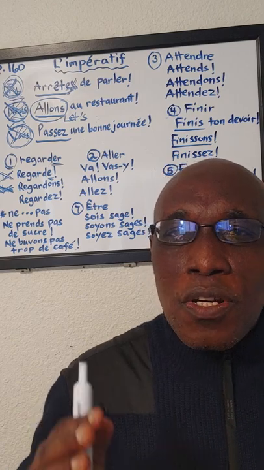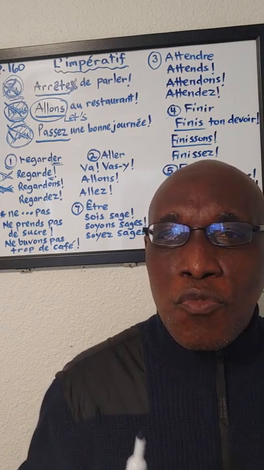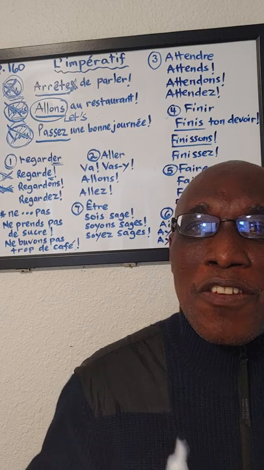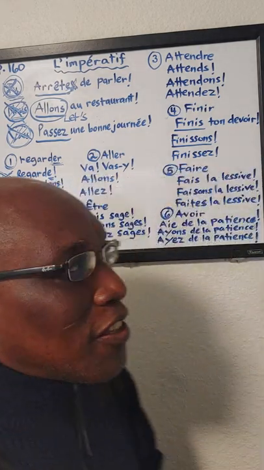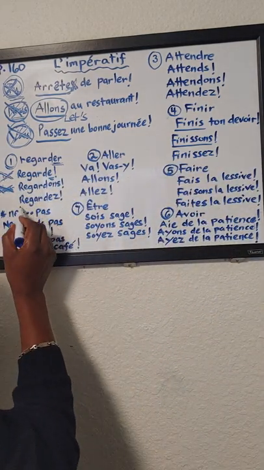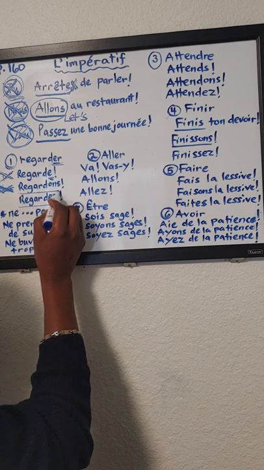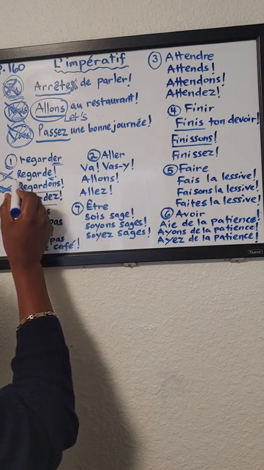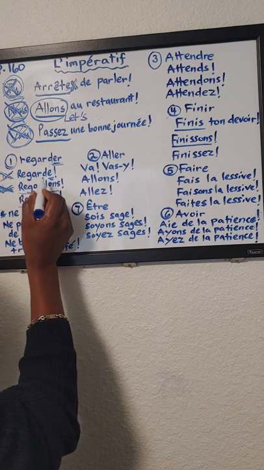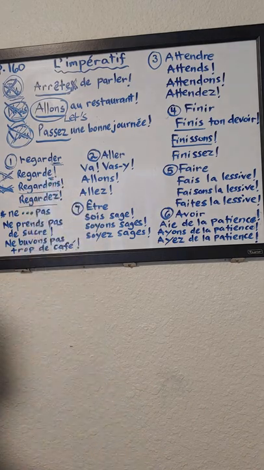And when you're talking to somebody, you respect a lot of the formal you, right? See, regardez, right? The endings are the same, the endings are the same. It's just that with the tu form, you drop your S. Ça va? Ça va bien?